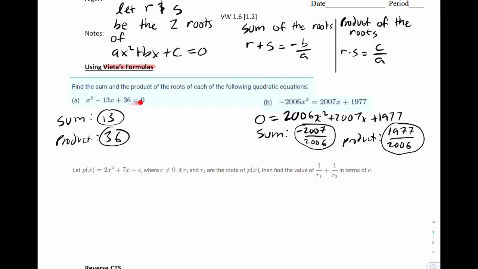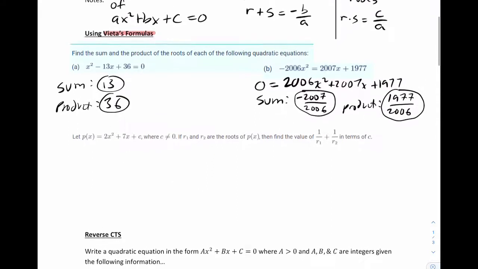So for a question like this, we could easily factor it and find these answers, but notice how to do the quadratic formula, complete the square, and get these numbers manually would be very hard. That's why Vieta's formulas are really powerful, just negative b over a and c over a. I'm going to show you one more cool application of it here.